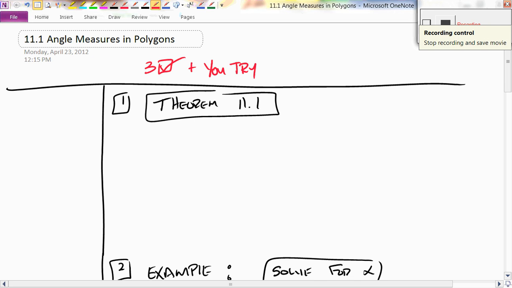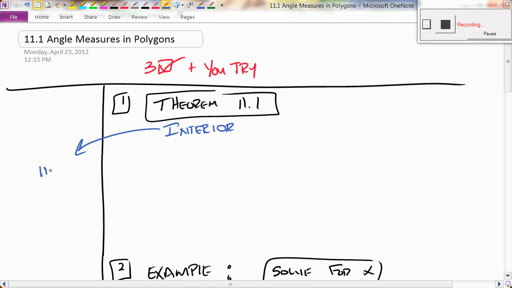That little activity that we just did, when we investigated the triangle, then the quadrilateral, then the pentagon, then the hexagon, that's all Theorem 11.1. Theorem 11.1 is called the interior angles theorem. So what does the word interior mean? Inside, yeah. Interior is the word that means inside. So this is called the interior angles theorem for polygons.